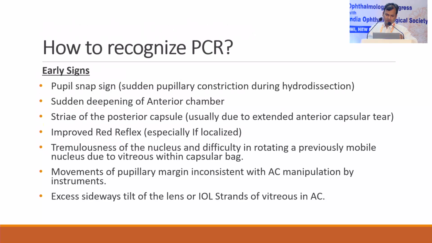So first is how to recognize the PCR. There are a few points. When PCR occurs, there is a sudden pupillary constriction during the hydrodissection. You can notice it very nicely. There is a sudden deepening of the anterior chamber.